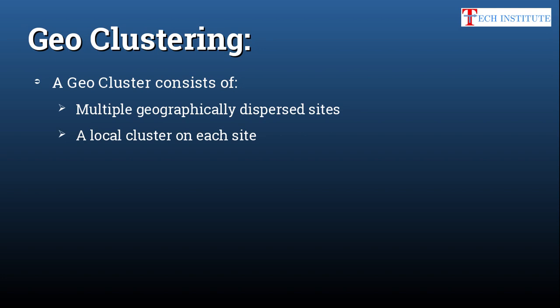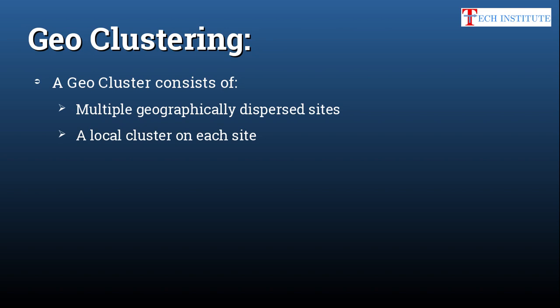So one site can be in Kolkata, another site can be in London. Like this, you have a stretched cluster in your geo clustering. And one more thing: in each site, you will not have a single node. There also you can have your local cluster.